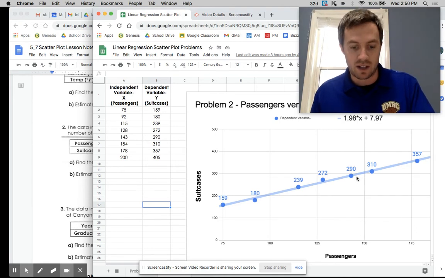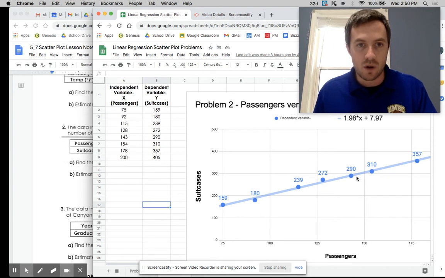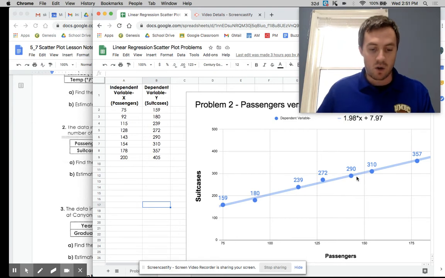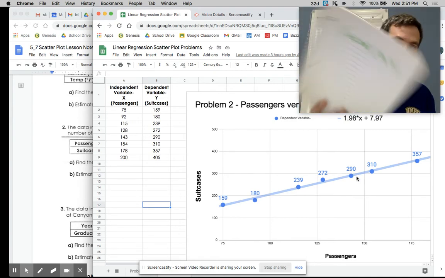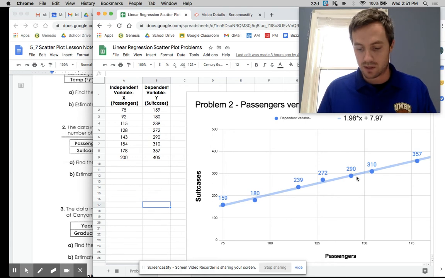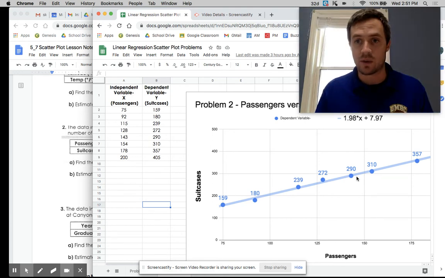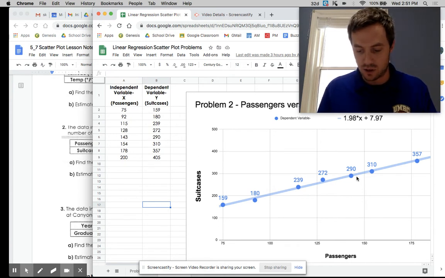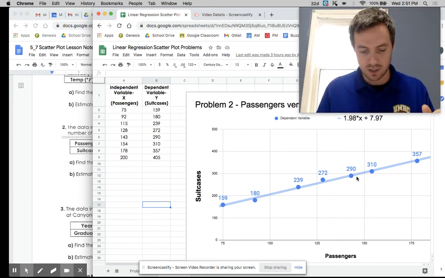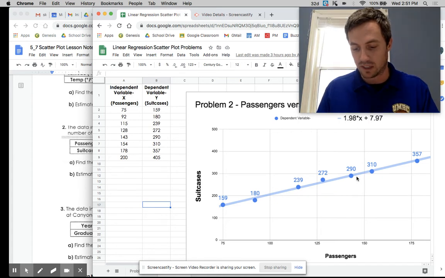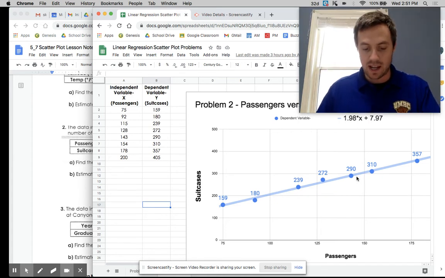So the 310 one is 154, 310. The 291 is 143, 290. So I write down the coordinates and then I find the slope of that. So the slope, and obviously based on that chart that you see, the slope should be somewhere around 2. So 310 minus 290 gives me 20. 154 minus 143 gives me 11. So I get 20 over 11, which is about 1.8.